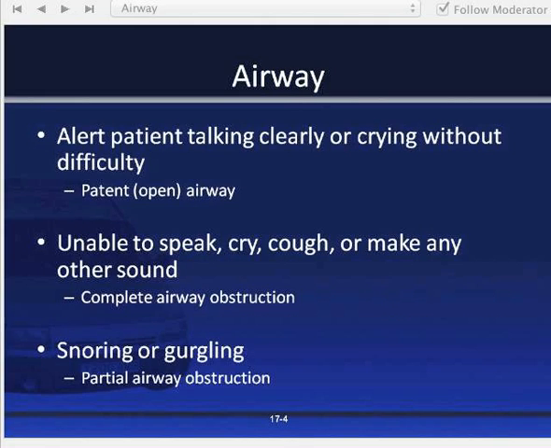A patient who is alert and talking clearly or crying without difficulty has a patent airway. The airway is the pathway from the nose and mouth to the lungs. If the patient is unable to speak, cry, cough, or make any other sound, the airway is completely obstructed. If the patient has noisy breathing, such as snoring or gurgling, the patient has a partial airway obstruction.